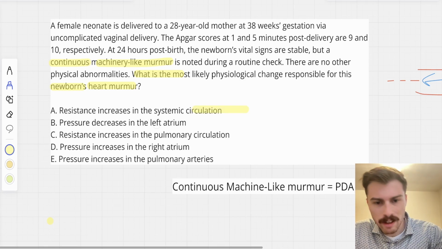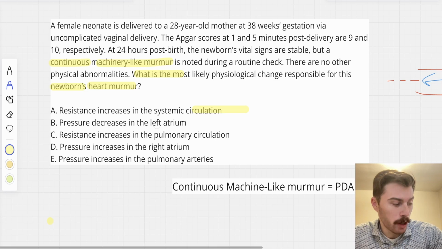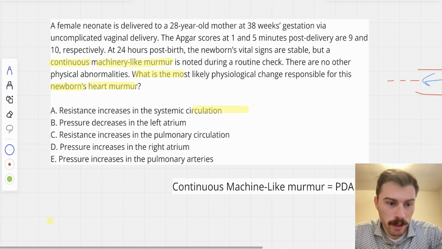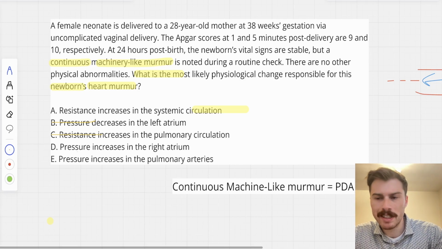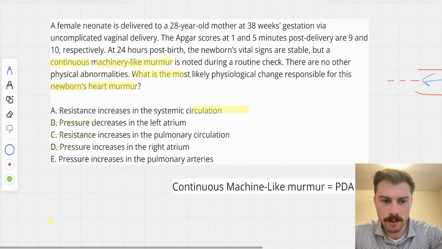Pressure decreases in the left atrium. So when the lungs are opening up, especially with a PDA where you're going to have extra flow moving through the lungs, your pressure would actually increase in the left atrium. So it's definitely not this one. Resistance increases in the pulmonary circulation. Nope, not after birth. It's the opposite. Pressure increases in the right atrium. No, I don't really think that has anything to do with it. If anything, pressure would decrease in the right atrium as we are decreasing our venous return because we're decreasing the amount of blood in our systemic circulation. So we could cross that off.